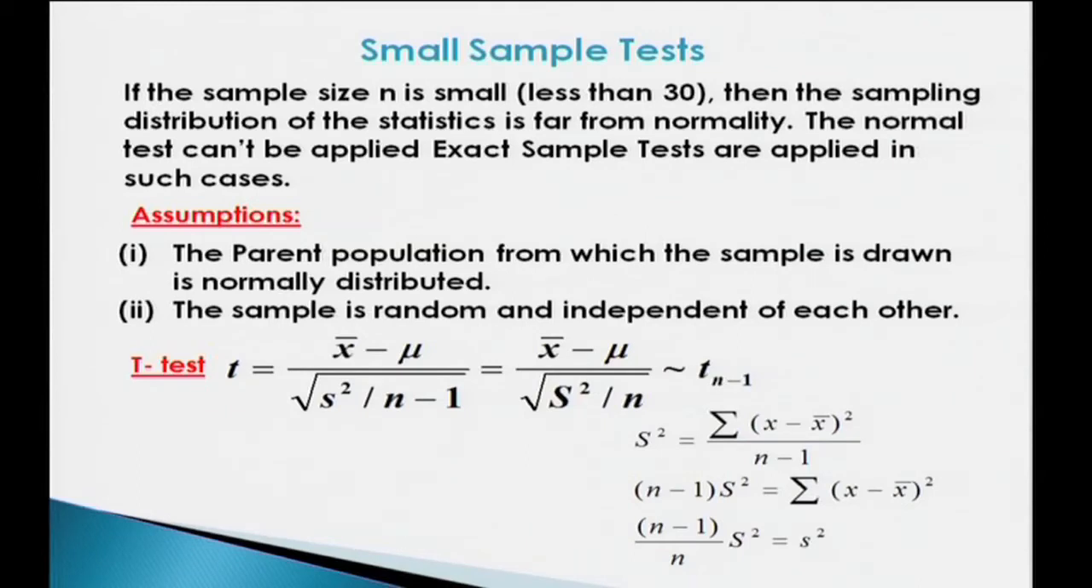There are certain assumptions that we take. The assumptions include that the parent population from which the sample is drawn is normally distributed, and that the samples drawn are random and independent of each other. Even if the sample is small and not normal, because it is very small it cannot follow a normal distribution, we have the assumption that at least the population was normally distributed, and the samples are drawn independent of each other under random sampling.